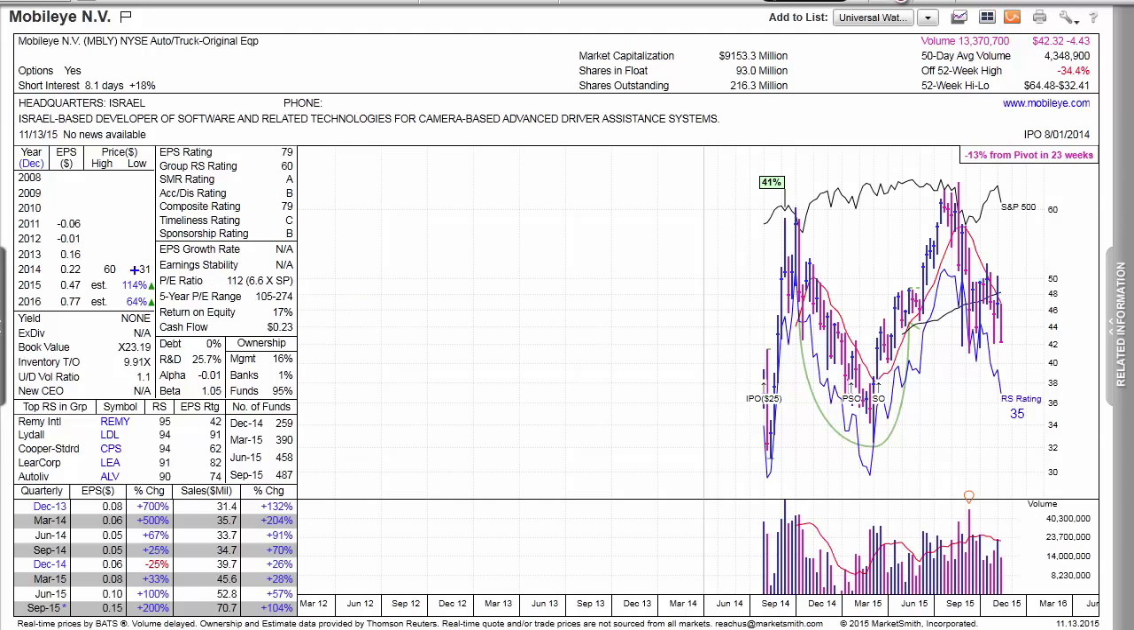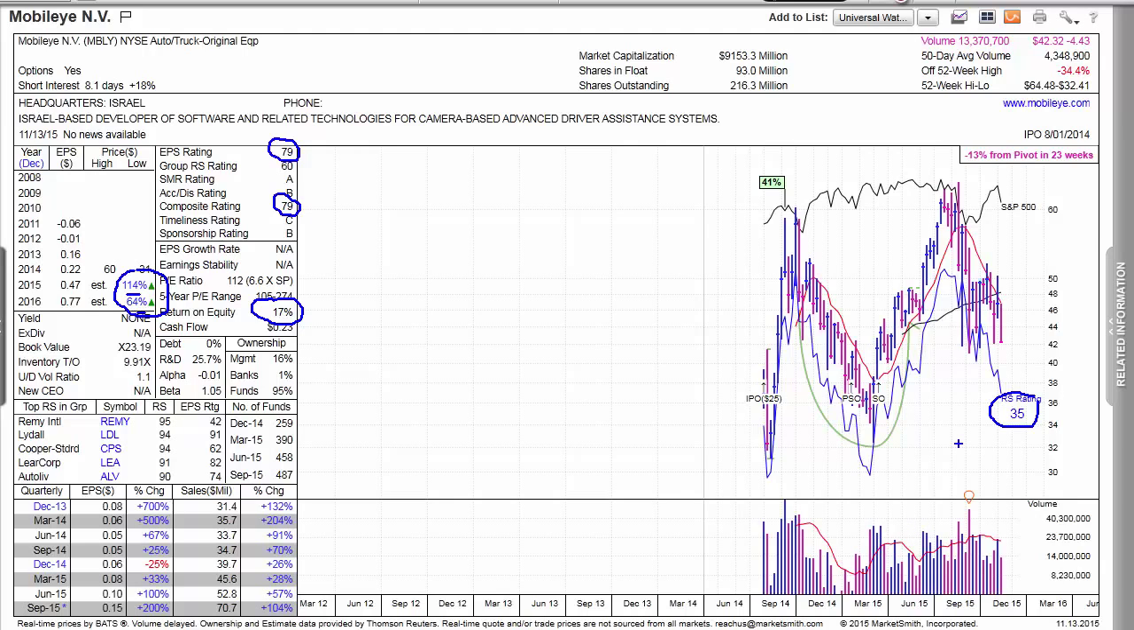First thing I want to take a look at is the earnings estimates for Mobileye over the next year or so. For 2014, we're looking for a 114% increase in earnings on Mobileye. And for 2016, we're looking for a 64% increase on top of that. Mobileye has a 17% return on equity, gets a fairly low 79% earnings per share rating, and a fairly low 79% composite rating. Both of those are below the minimum 80% that we look for. Also, Mobileye gets a very low 35 relative strength rating. That's also well below the 80% that we generally look for.